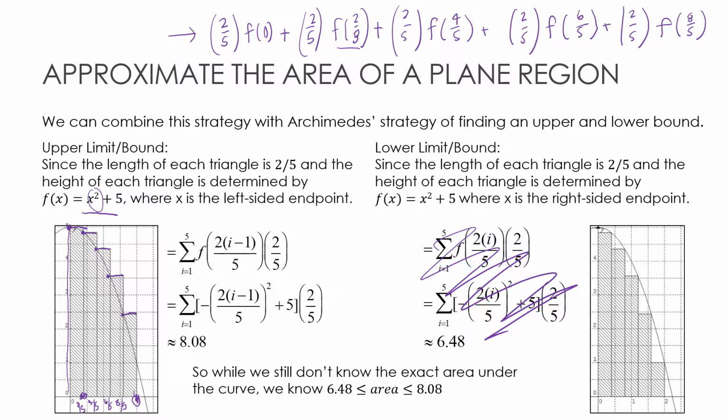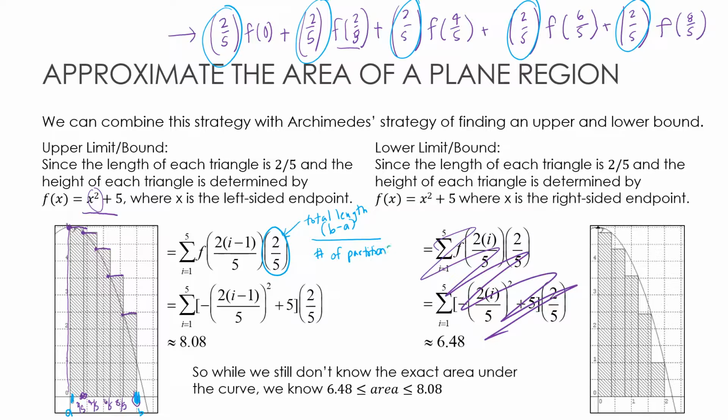Notice on each of these, the width or base was 2/5. That's where this came in. And so again, what I did was I took the total length, which could really be found by taking b minus a. If this were a, this were b, you get the idea. Total length divided by the number of partitions.